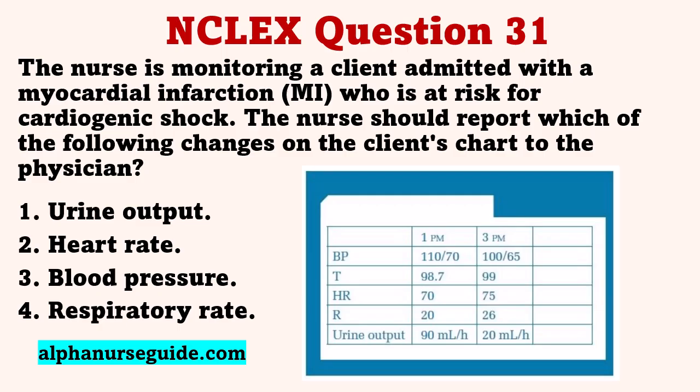The correct answer is 1. Urine output. Oliguria occurs during cardiogenic shock because there is reduced blood flow to the kidneys. Typical signs of cardiogenic shock include low blood pressure, rapid and weak pulse, decreased urine output, and signs of diminished blood flow to the brain, such as confusion and restlessness. Cardiogenic shock is a serious complication of MI, with a mortality rate approaching 90%. Fever is not a typical sign of cardiogenic shock. The other changes in vital signs on the client's chart are not as significant as the decreased urinary output.